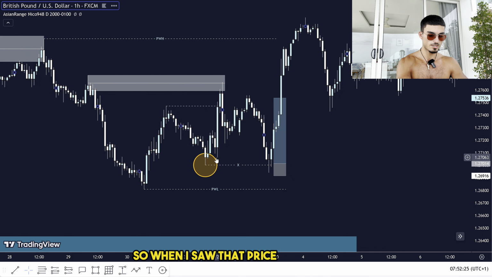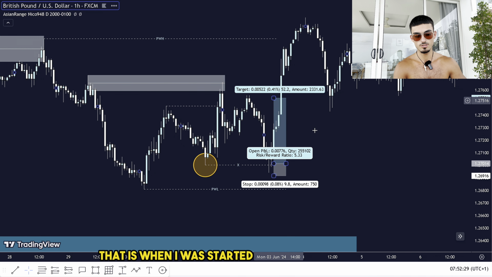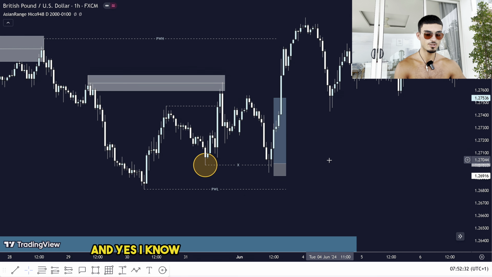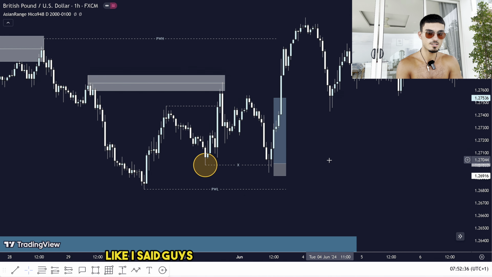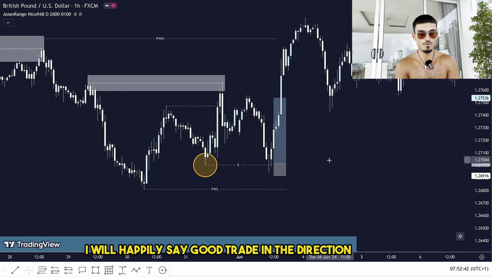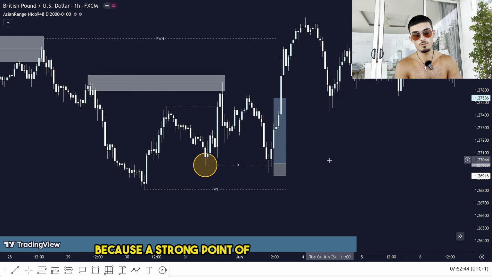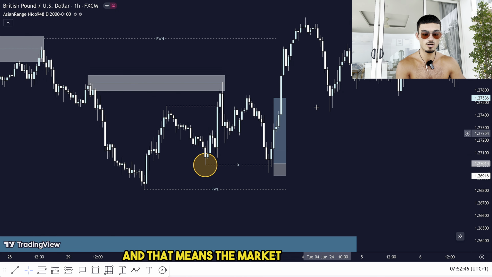So when I saw that price took this out and then gave us a nice rejection, that is when I started to look for buys, okay? And yes, I know this isn't necessarily a demand setup. However, like I said, guys, I trade based off different things. If it's a really strong point of liquidity, then yes, I will happily take a trade in the direction I want it to go, okay? Because a strong point of liquidity has been taken out, and that means the market could reverse.